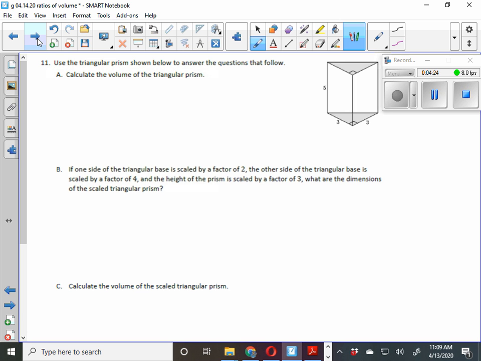It says use the triangular prism shown below to answer the questions that follow. Calculate the volume of the triangle. Well, the volume is equal to area of the base times the height. This is not a cone or a pyramid. It's a prism. So that's 1/2 times 3 times 3 times the height is 5, or 45 halves, and this is units cubed, whatever that is.